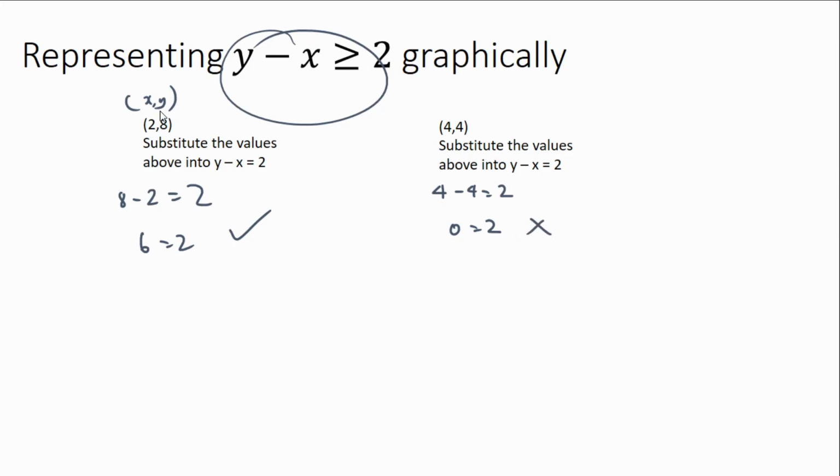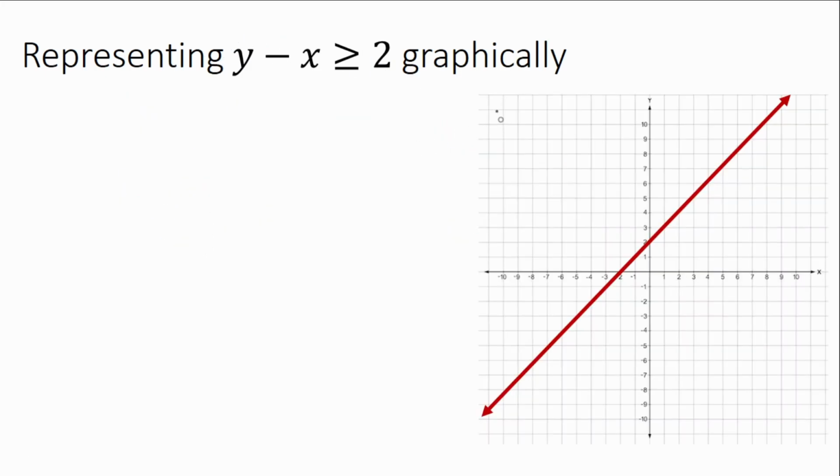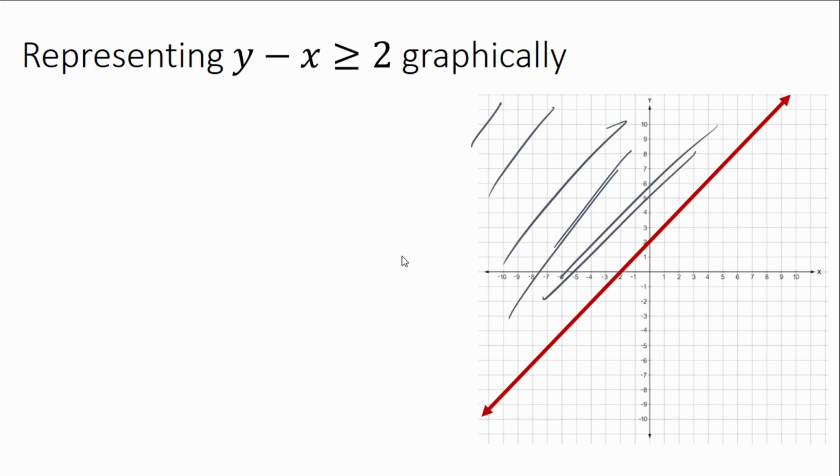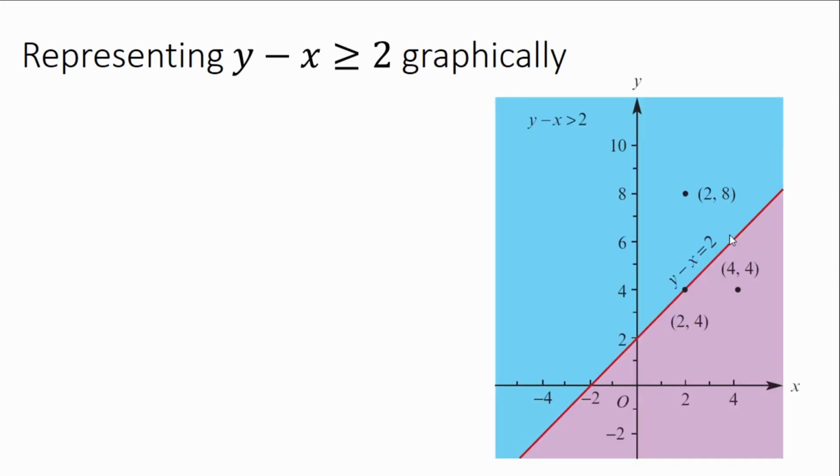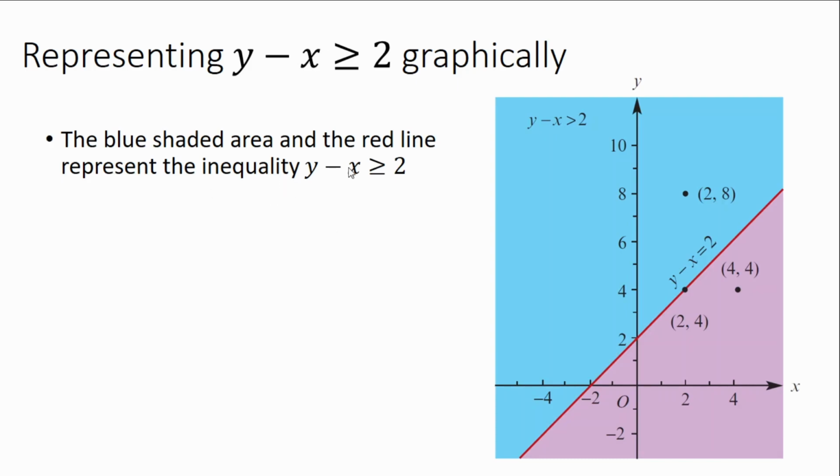So if you picked a point that was above the region, you just circle that part there, or shade that part in. If you picked a point that doesn't satisfy it, like over here somewhere, that means we're not after that region, so once again you shade in the part that doesn't include that point. So just a neater diagram there for you. We've got the part we want in blue and the red line there. So overall, the blue shaded area and the red line represent that inequality there.